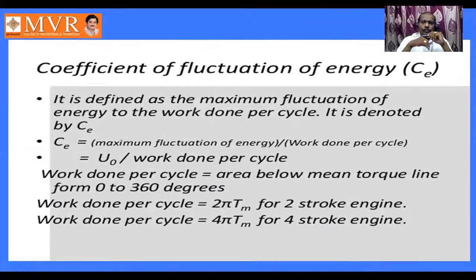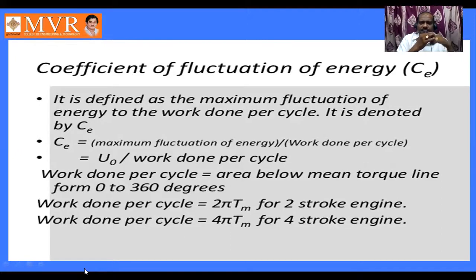Next, the coefficient of fluctuation of energy, CE. What is the definition? It is defined as the ratio of the maximum fluctuation of energy to the work done per cycle. Per cycle, I have already defined this definition in the previous classes. It is important in terms of this concept.